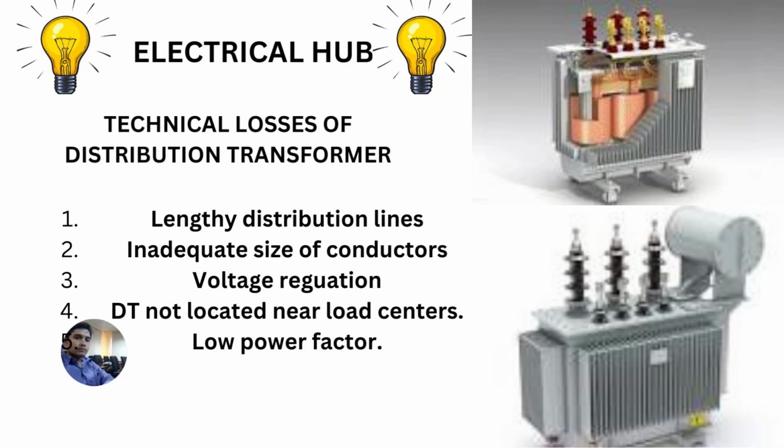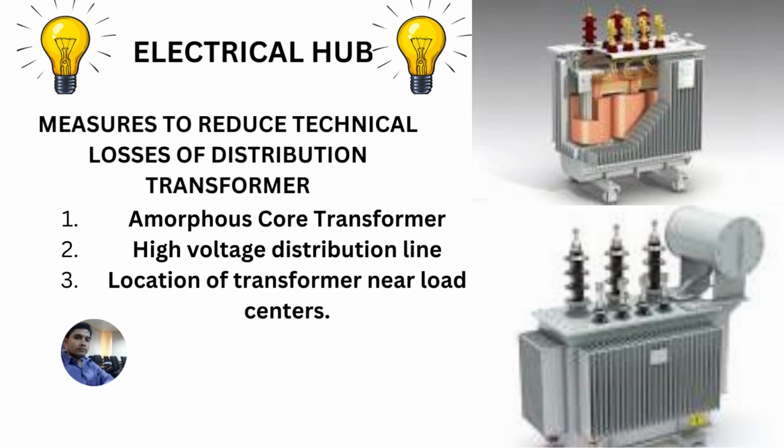Number three is improper voltage regulation. That is, the voltage drop in the line is higher due to the long distance and inadequate size of the conductors. And the fourth is DT not located near the load centers. If the transformer is not located near the load centers, then the lines used to be longer and it adds to the loss of the distribution transformer. Low power factor is also one of the major causes of technical losses in the distribution transformer.